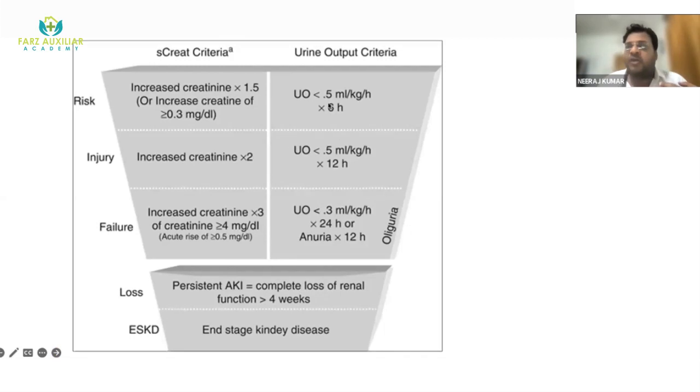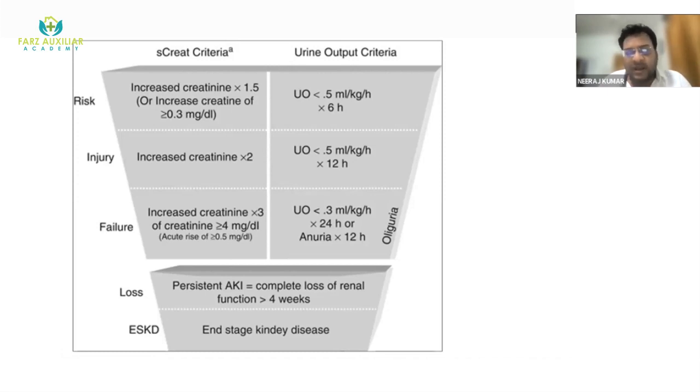So we used to remember it like that: 0.5, 0.5, and then 0.3. So 0.5 is for 6 and 12 hours, and then 0.3 is for 24. If the patient is anuric, then you add 24. So it is the definition of oliguria. So based on urine output, but later on, this was based on serum creatinine also. So it was 1.5, 2, and 3. So 1.5 from the baseline, 2 from the baseline, and then increased creatinine multiplied by 3 of baseline creatinine.